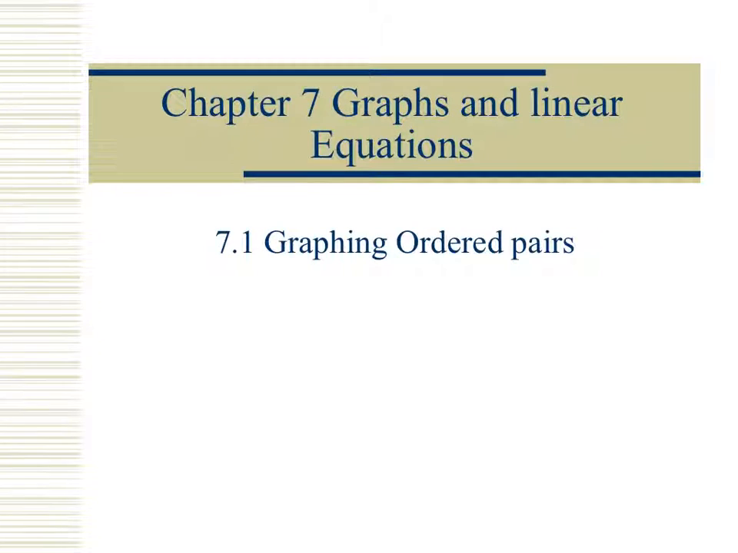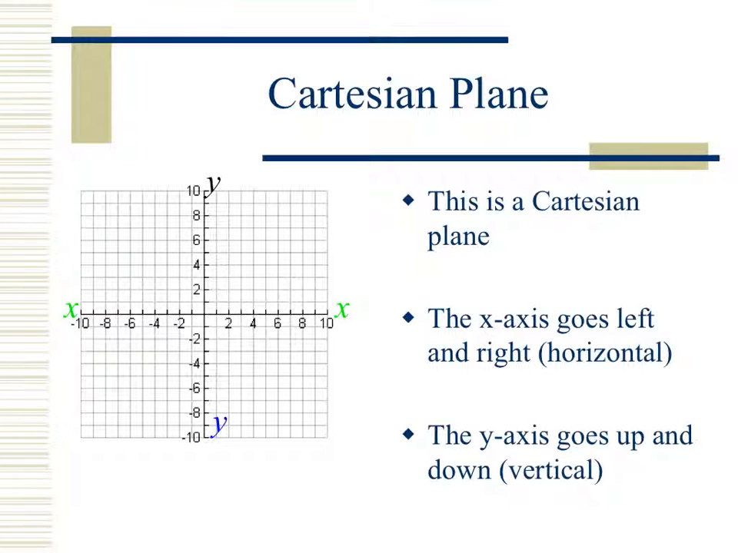Today we're going to talk about the Cartesian plane and how we identify ordered pairs to graph on it. To begin with, let's discuss the Cartesian plane. So we have the x-axis, which is horizontal, which means it goes from left to right. And we have the y-axis, which is vertical, going up and down.